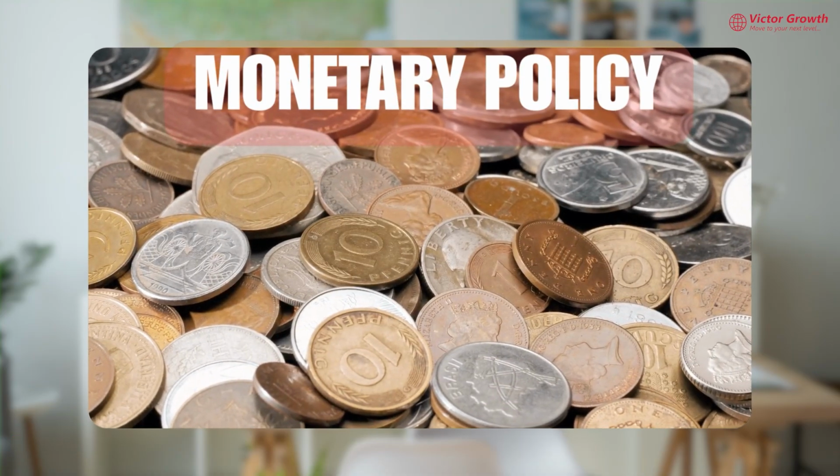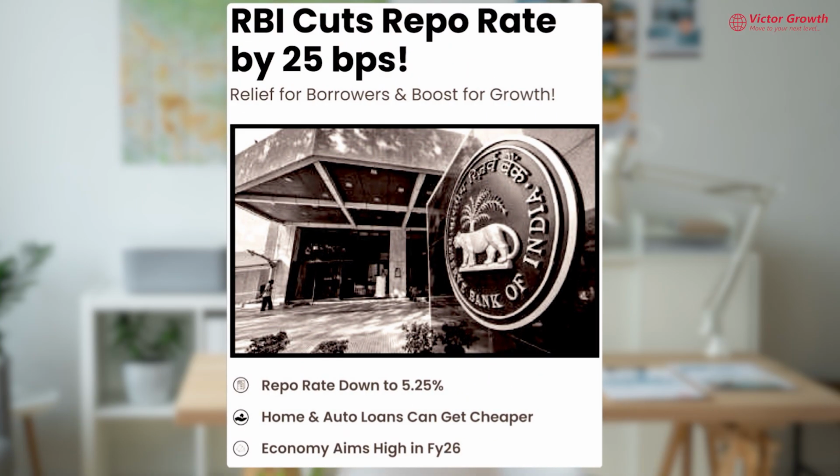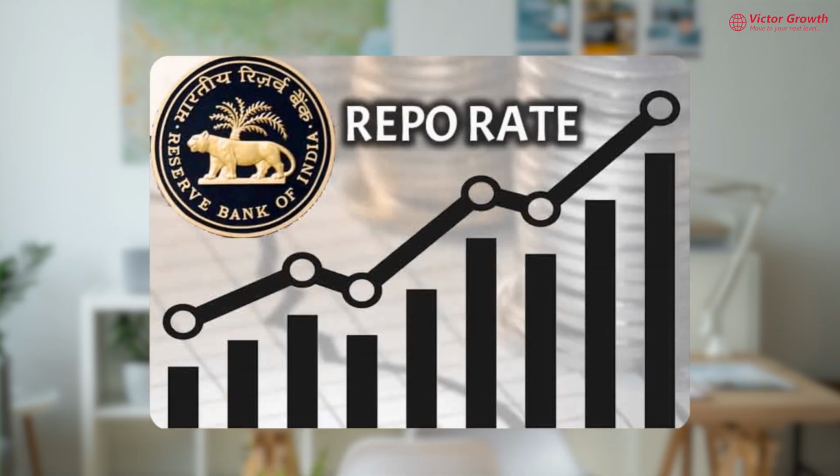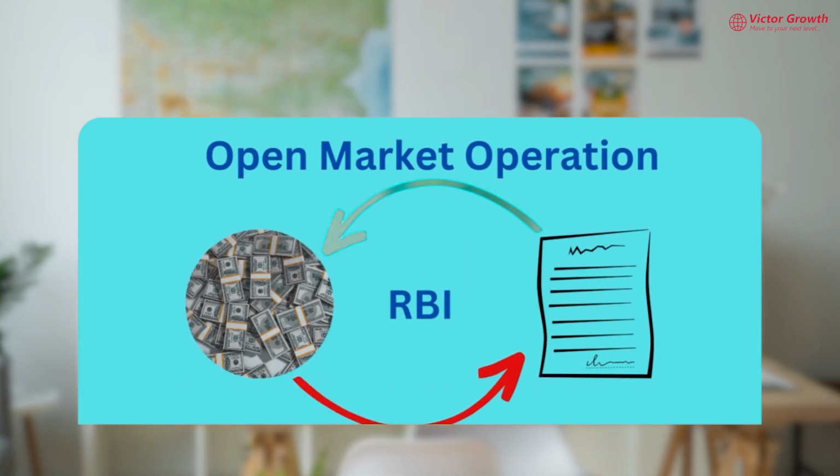In this video, we are going to discuss some monetary policy measures taken by the RBI. Have you heard about the RBI reducing the repo rate by 25 basis points? That means the repo rate, which was 5.5%, has been reduced to 5.25%. So in this video, we are going to discuss what is repo rate, what is reverse repo rate, what is OMO, what is the significance of increasing or decreasing it, and how that is related to UPSC exam preparation. So let us dive into it.